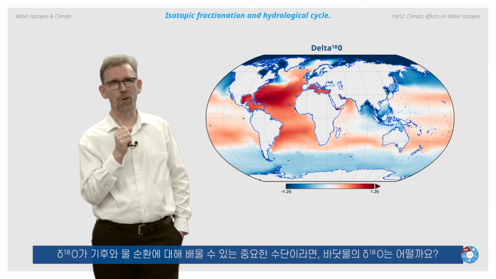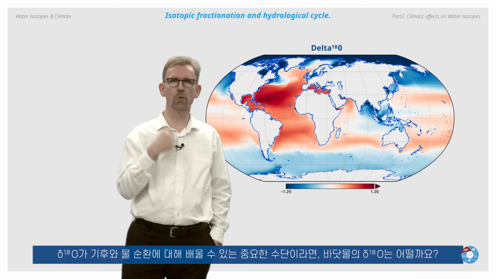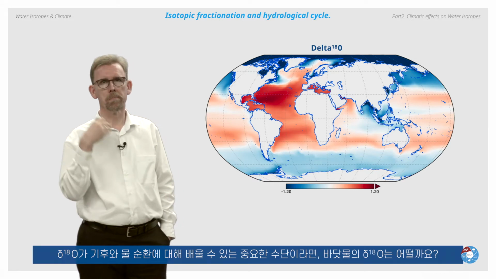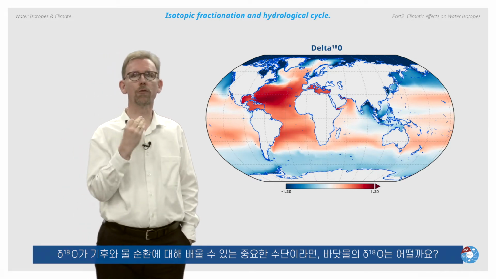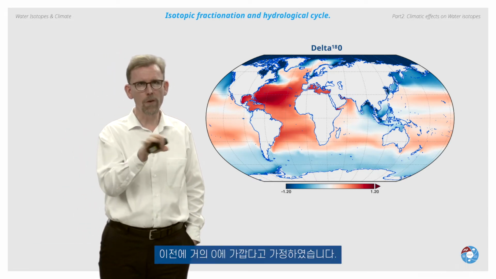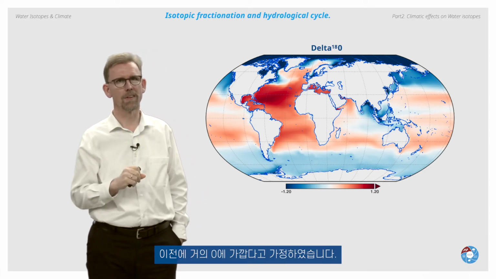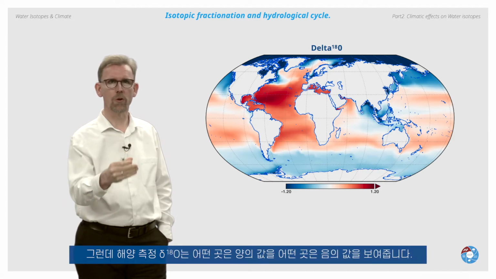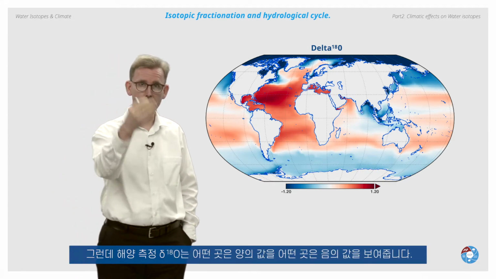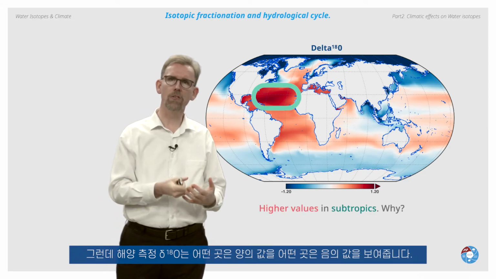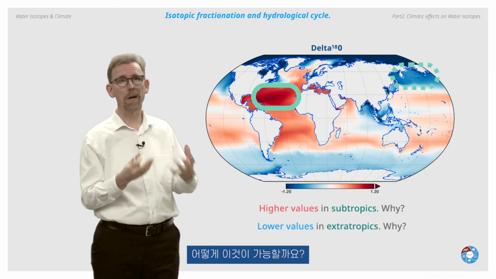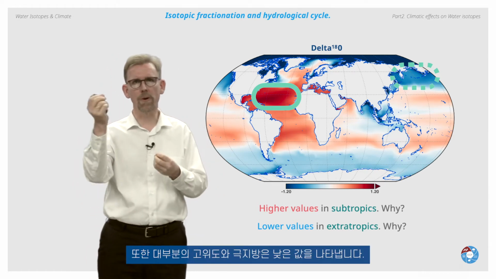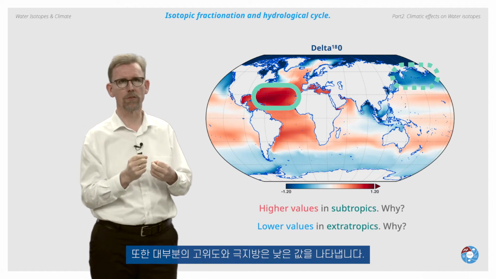If delta 18O is such a powerful tool to learn something about climate and the hydrological cycle, what about the delta 18O value of seawater? Before, we have always assumed it is close to zero. This is true in a global mean sense, but ocean measurements show that there are areas with positive delta 18O and areas with negative values. How can this be? It also looks like the lower values are mostly found in the extratropics and polar regions.